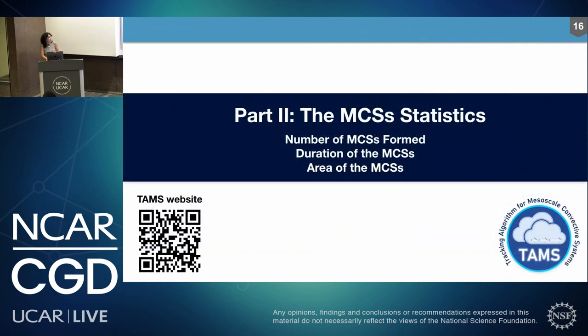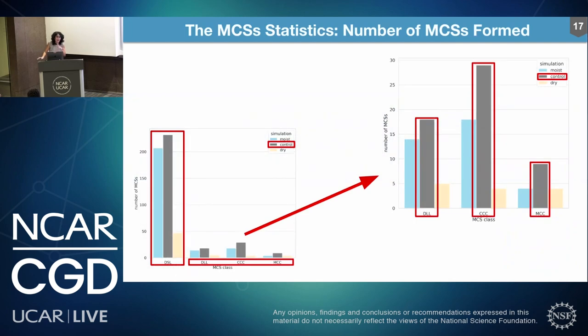Now, into seeing how many MCSs formed, did the moist form more MCSs or the control? We will find out. Here I show you a bar plot, which shows the four categories that TAMS uses to identify the MCSs, from the disorganized to the organized systems. And across all the categories, we see that there are more African MCSs in the moist than in the control environment.